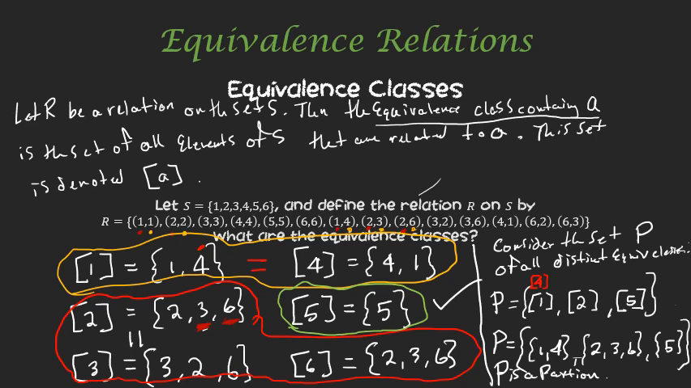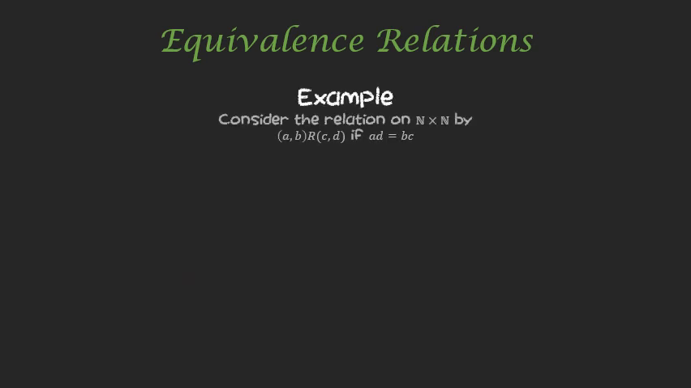Let's take a look at another example of an equivalence relation. So let's look at one more example. This is a relation on the natural numbers cross the natural numbers. That is, this relation goes from the natural numbers cross the natural numbers to the natural numbers cross the natural numbers. An element of this relation will look like an ordered pair of ordered pairs.